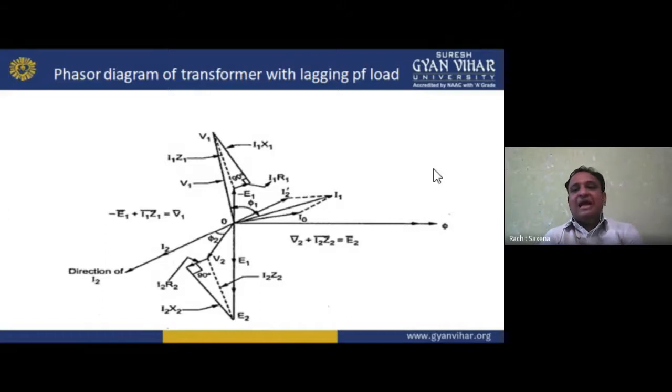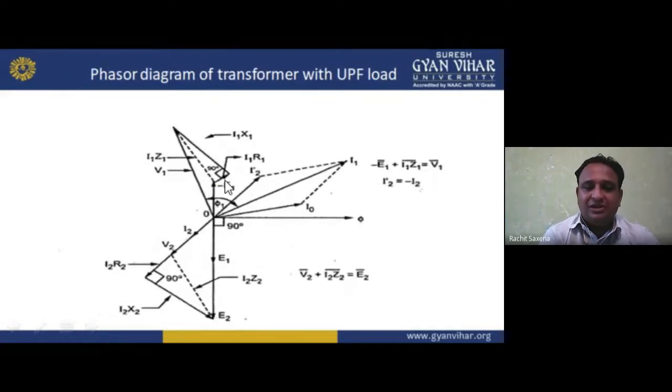Similarly, we have the lagging power factor. Lagging power factor means the current is lagging. Now see here, from V2 the current is lagging. So similarly, we have I2 R2, I2 X2 and I2 Z2. Here I1 is there, so again we have the same. So see here and here.